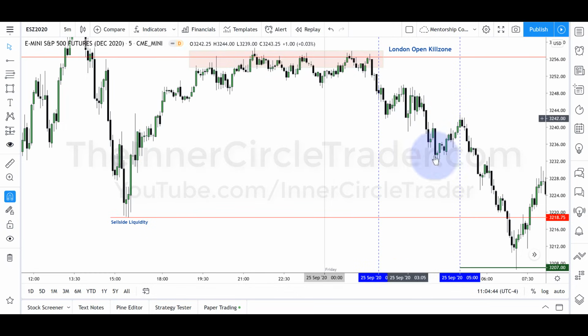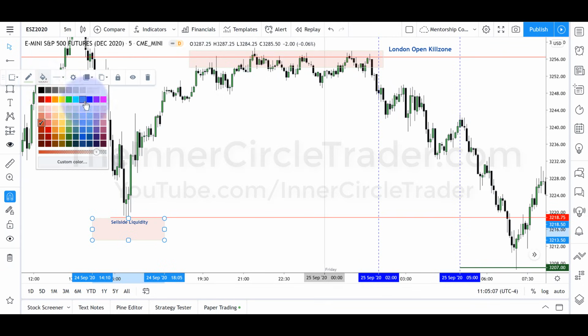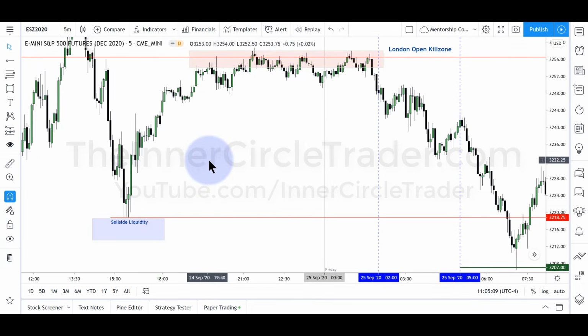Price moves away. We have an order block. We trade up into it, and we have a very clear, obvious old low, which is sell side liquidity. So now what we're saying in essence is that we're looking for this area here to be matched up with this area here.